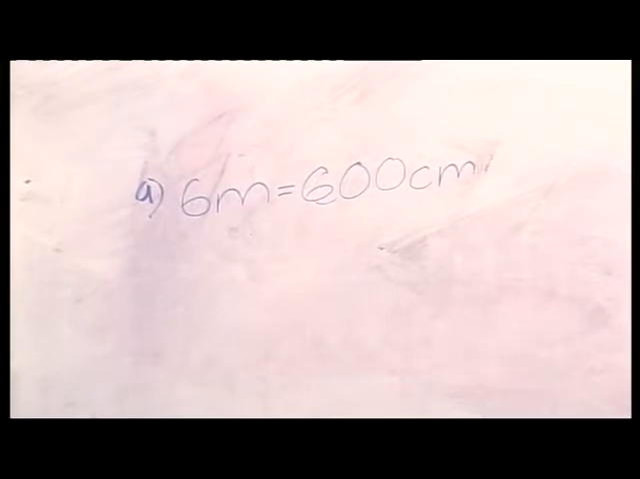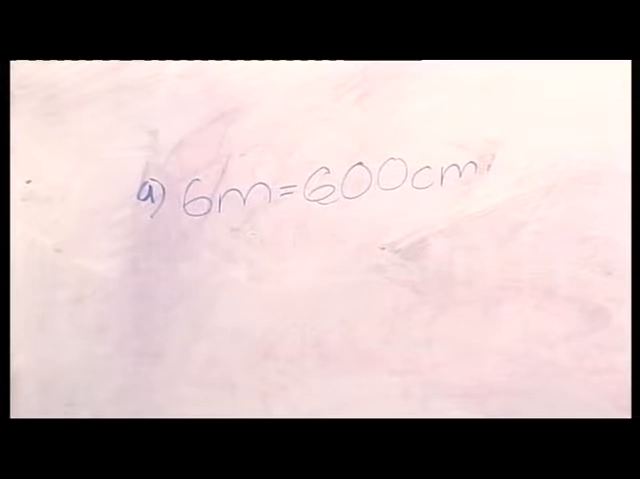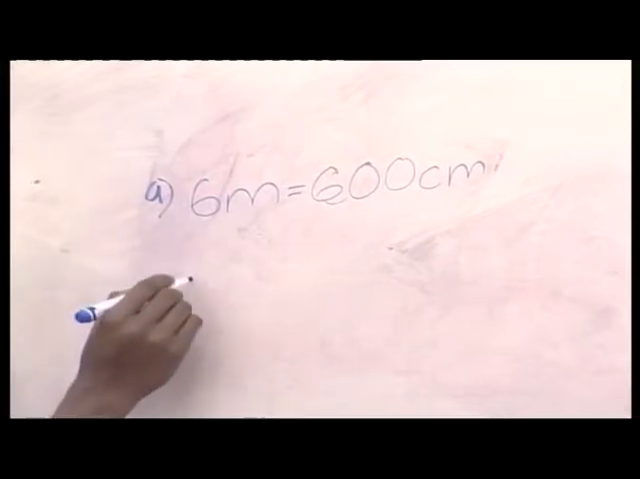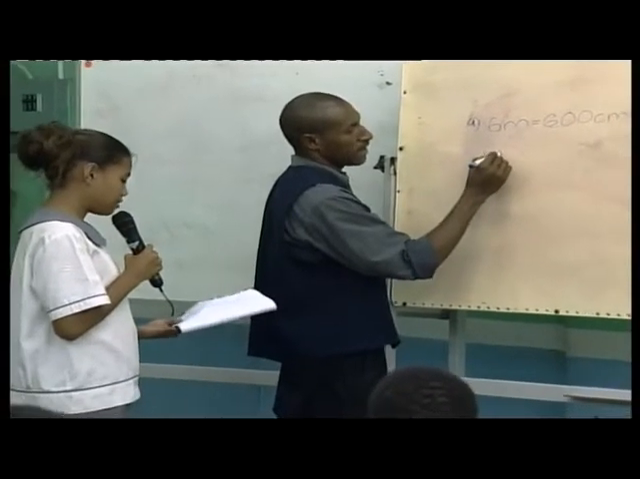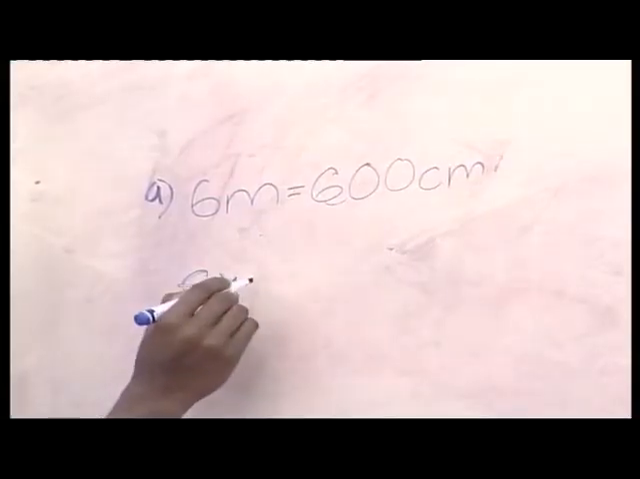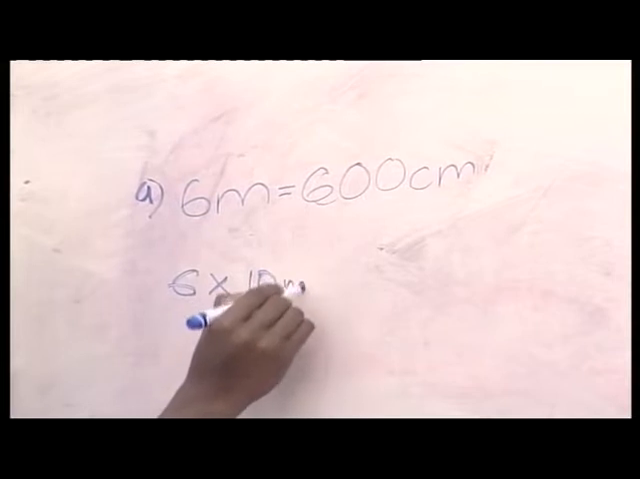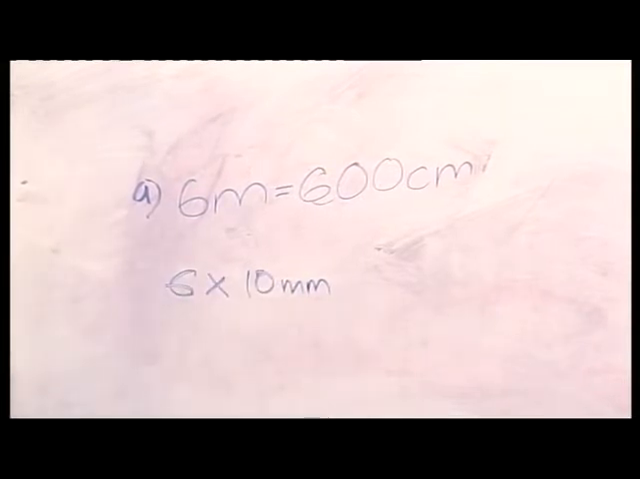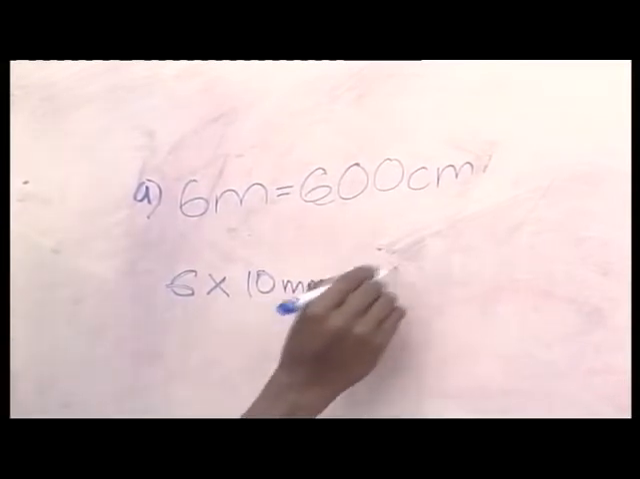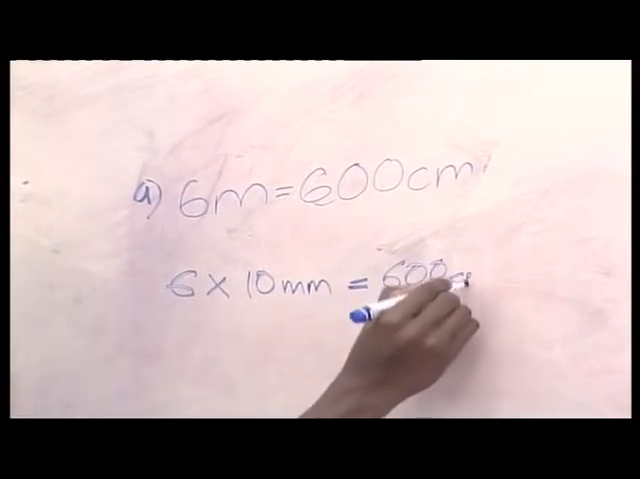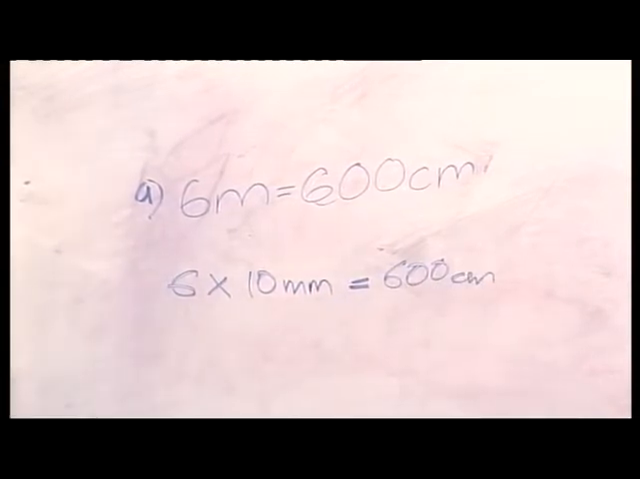I times 6 times 10 millimeter is equals to 600 centimeter. Okay, you say it and I'll write it. What did you times? 6 times 10 millimeter, equals to 600 centimeter. Good. Let's have Lewis.